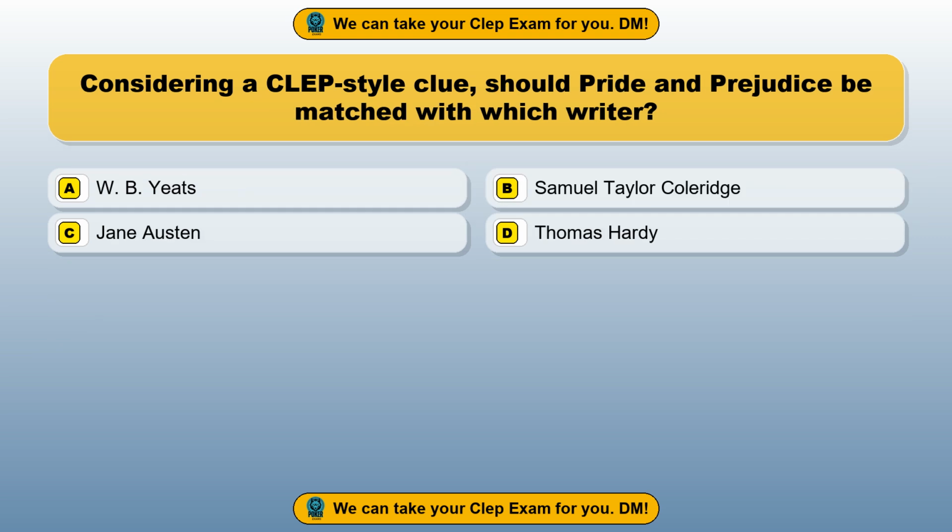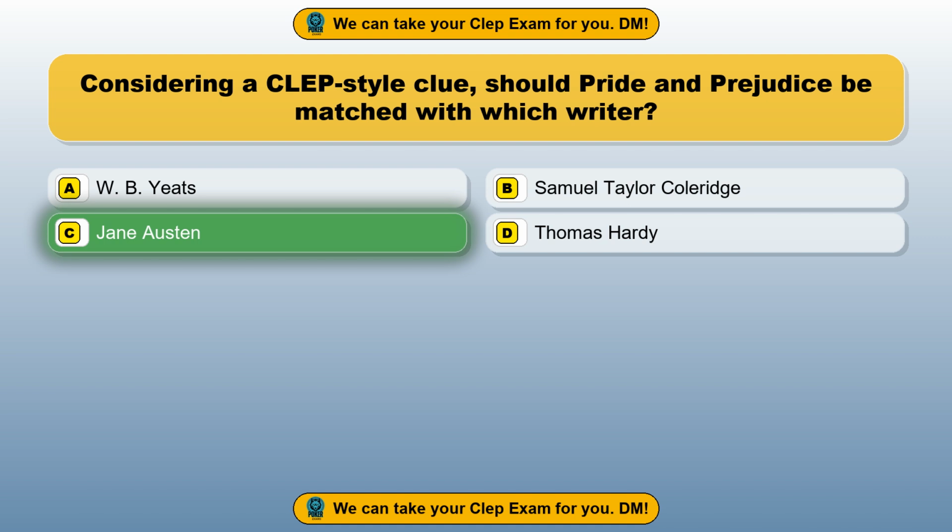Question 32. Considering a CLEP-style clue, should Pride and Prejudice be matched with which writer? Option A, W. B. Yeats. Option B, Samuel Taylor Coleridge. Option C, Jane Austen. Option D, Thomas Hardy. The correct answer is option C, Jane Austen.